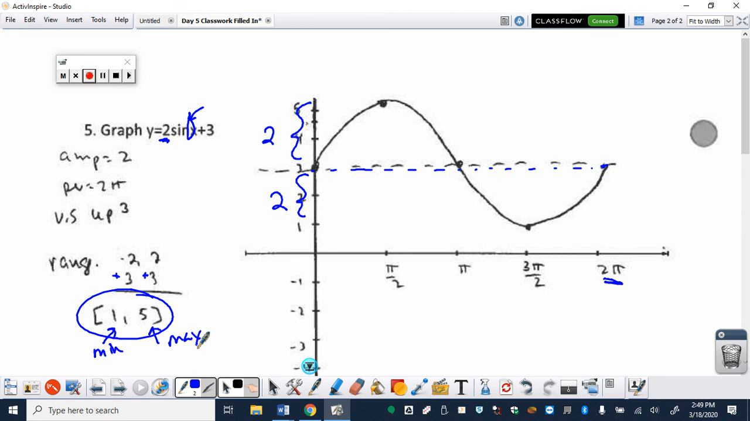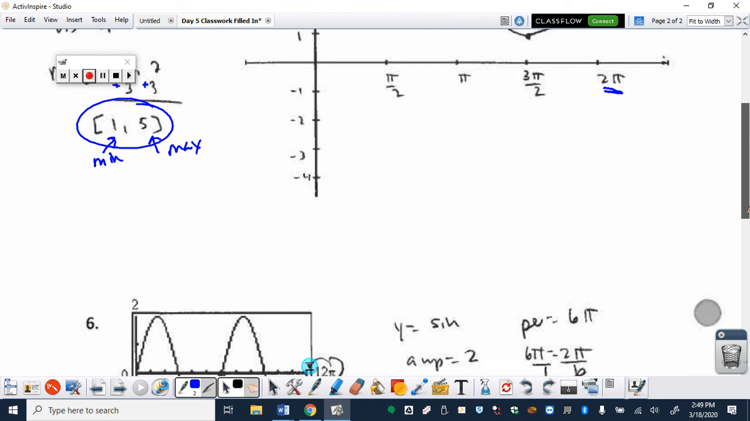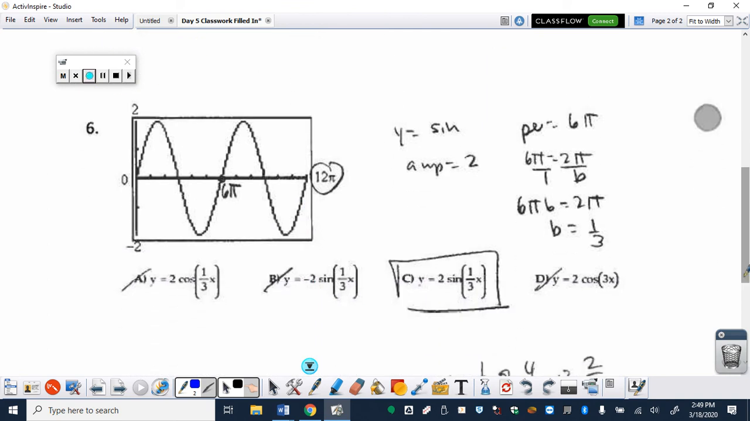And then the next two questions, we're supposed to choose which of those 4 equations is the correct equation. In number 6, it's going to be different than what we've had. Notice the 12 pi. 12 pi is not the period. The period is actually 6 pi, because watch this. We have a curve here, and then I'm going to change my color, and we have another curve here. So we actually have 2 curves within 12 pi. It only took 6 pi to get 1 complete curve, so period is 6 pi.